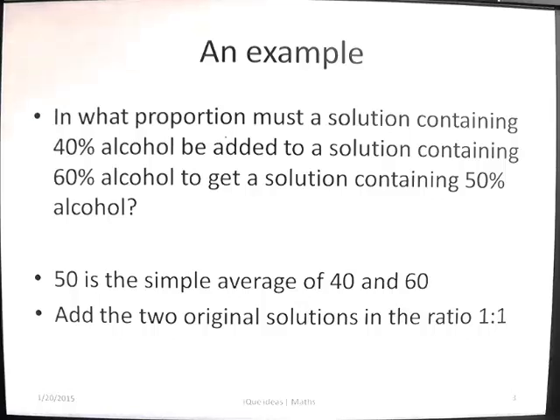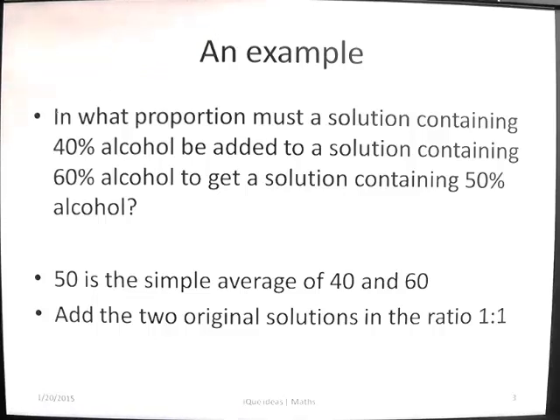You can check it with numbers. Let us say there is 100 ml of the 40% solution and 100 ml of the second. So the first one contains 40 ml alcohol, second contains 60 ml alcohol. So if I add the two, I get 40 plus 60, 100 ml of alcohol in a 100 plus 100, 200 ml solution, which is 50%. So this is extremely basic.